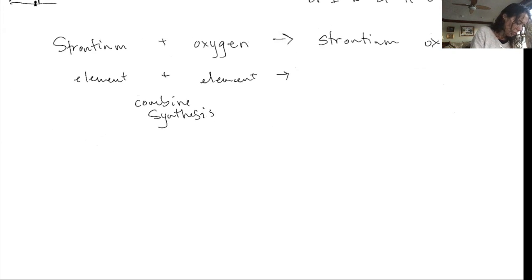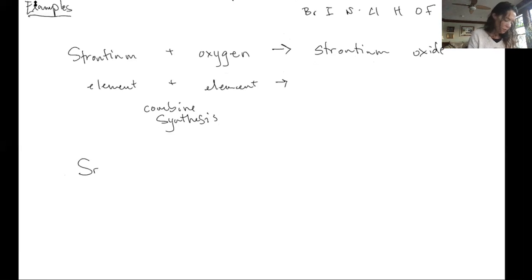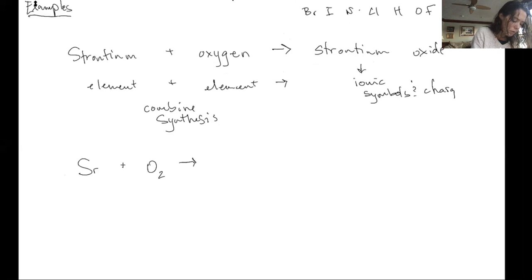So strontium is Sr. It's by itself. Is it diatomic? No, leave it alone. Oxygen is O. It's by itself. Is it diatomic? Yes, give it a 2. Yields strontium oxide. This is ionic. We need symbols and charges, okay? Well, strontium is an alkaline earth metal, so that's a charge of 2+. Oxide is the oxygen ion, so recall that that will be SrO, okay? This is a 2, this is a 2.